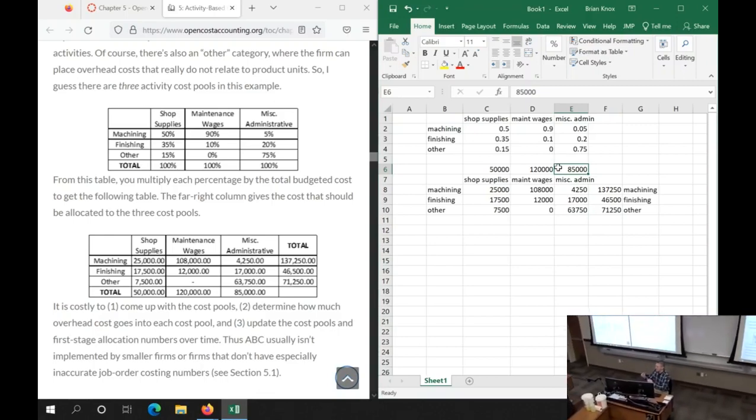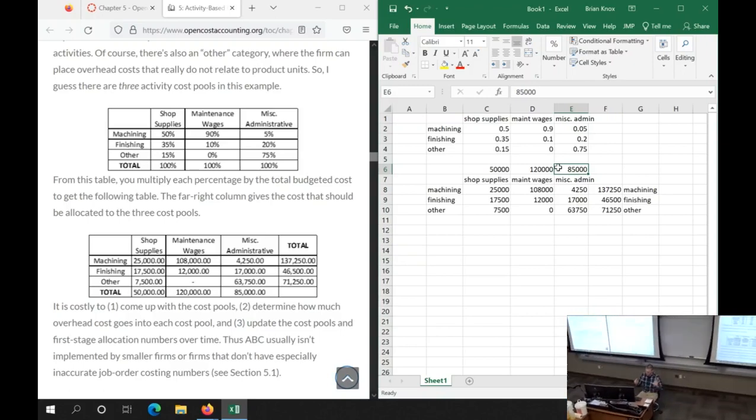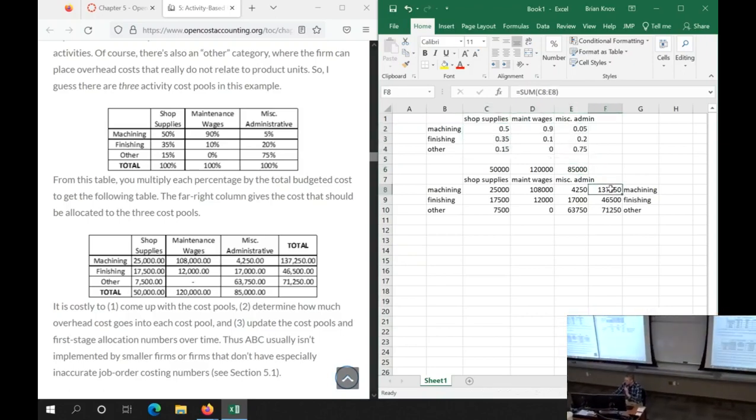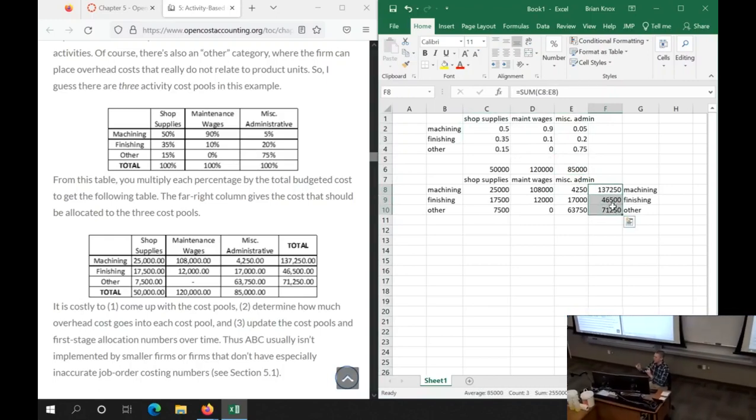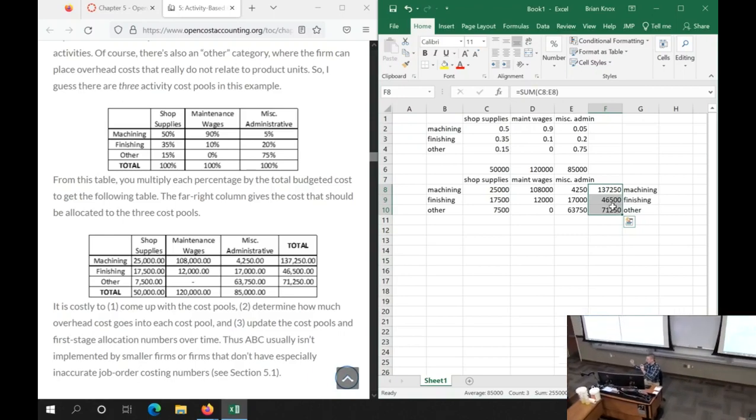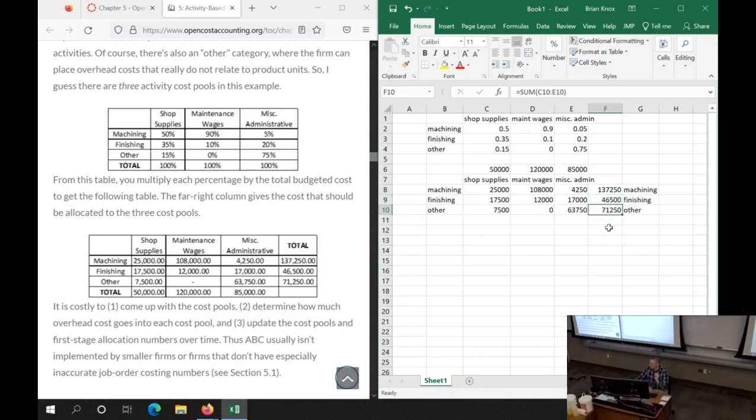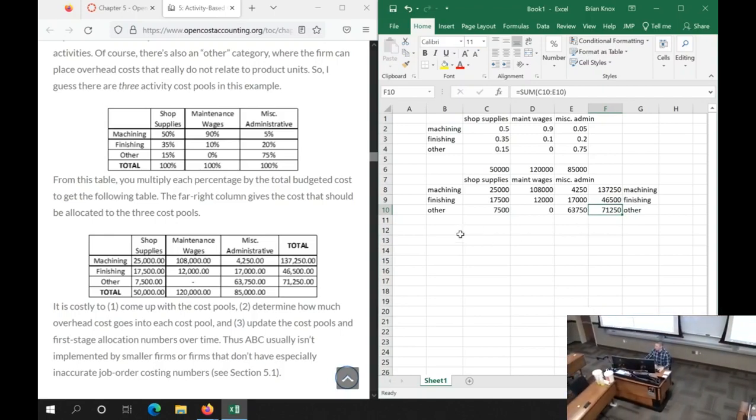Each of these categories contains a portion that is driven by a variety of drivers that we could be tracing to individual product units. And now we're going to use this percentage weight table to create new pools almost as if they were overhead cost categories in the GL, the general ledger, that we're going to have be how we charge overhead costs.